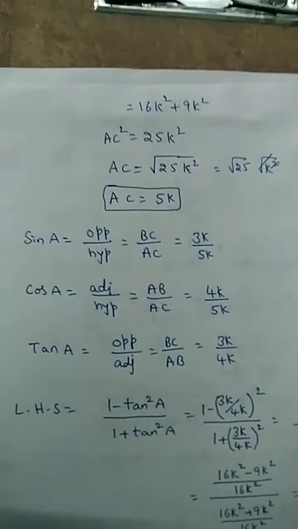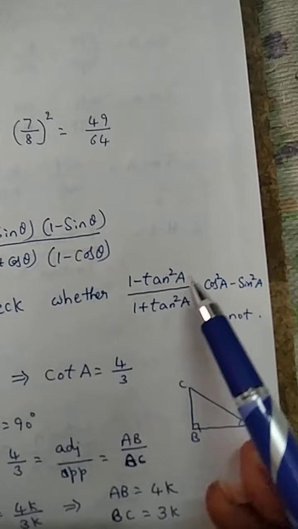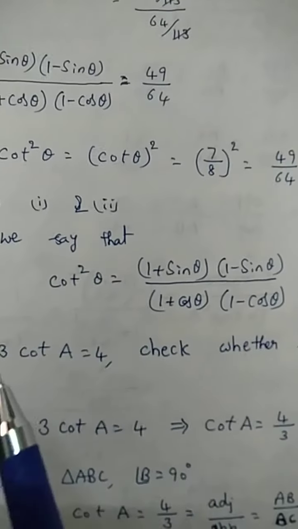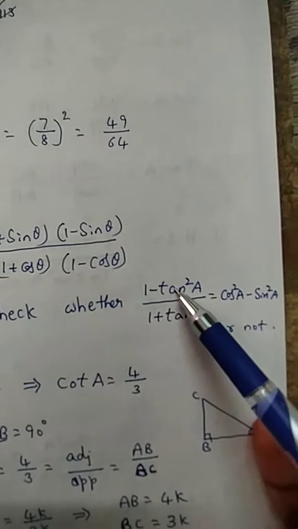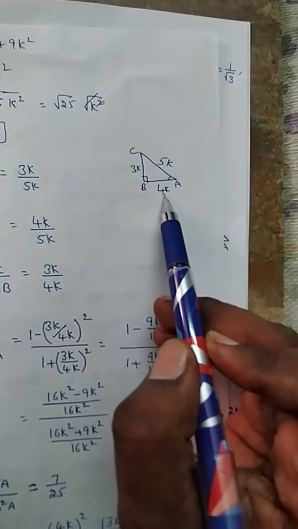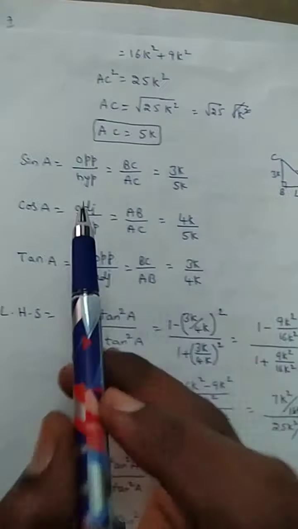But what they ask in the question is whether this value is equal to this or not. So based on 3 cot A is equal to 4, we can find the values of tan A, sin A, cos A to prove it. First we write the triangle ABC with sides 4k, 3k, 5k. Okay, so sin A is equal to, what is the sin A formula?